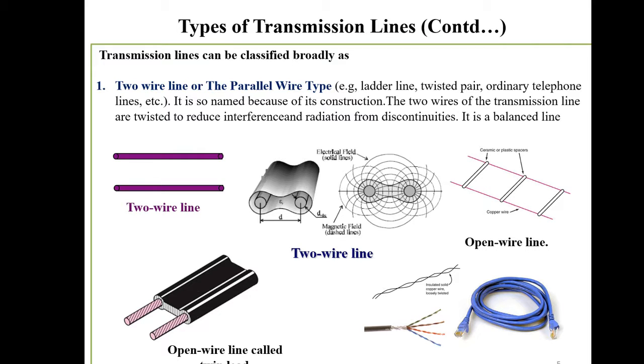This slide shows the different forms of two-wire line, that is, the parallel wire type transmission line. It is so named because of its construction. The two wires of the transmission line are twisted to reduce interference and radiation from discontinuities. For example, the lateral line, twisted pair, ordinary telephone line, etc. belong to this group. It is a balanced line.